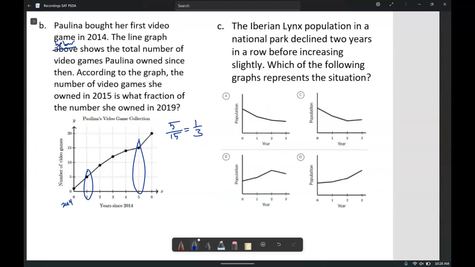The Iberian lynx population in a national park declined 2 years in a row before increasing slightly. Which of the following graphs represents the situation? Well, we look at our first graph and we have a decline, and a decline 3 years in a row. So it's not that one. Here we have an increase, and a decline. It's not that one. Here we have a decline, and an increase. That matches. And here we have an increase, and an increase. We know that one's not going to work. So C is the graph that matches.